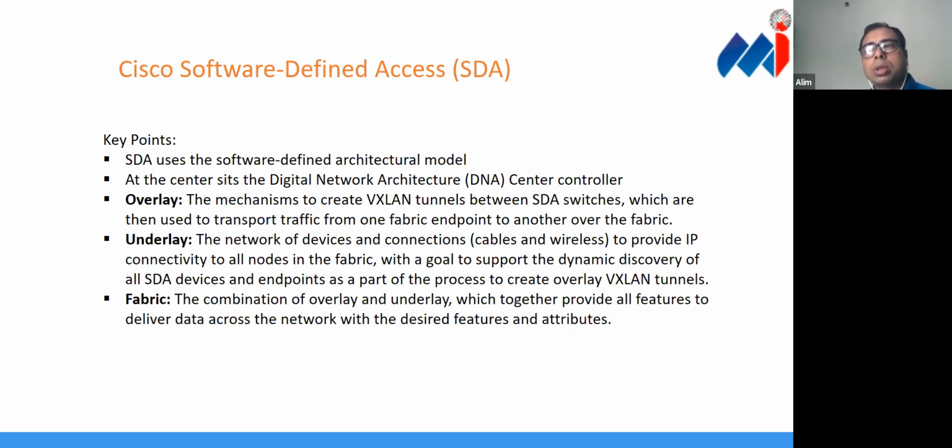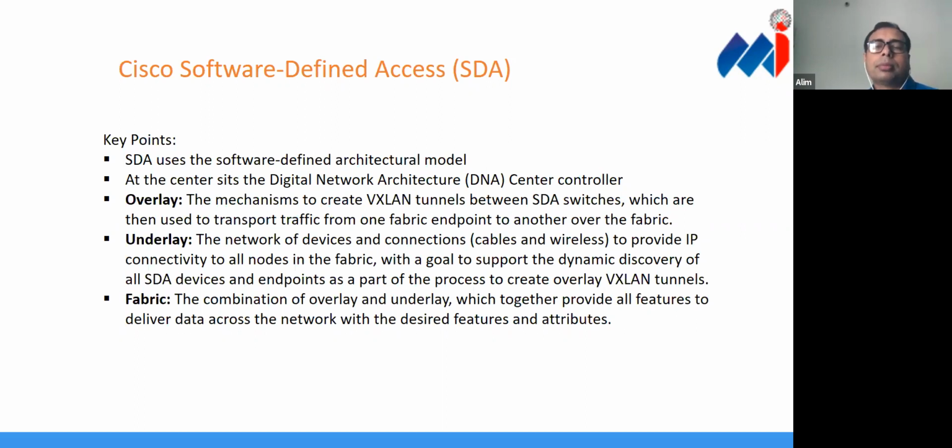Imagine an Amazon Web Services data center. Is 4096 or 4,000 sufficient for them? No. They need even millions of segregations. So how can they do it? Another concept came, which is VXLAN, called virtual extensible LAN.